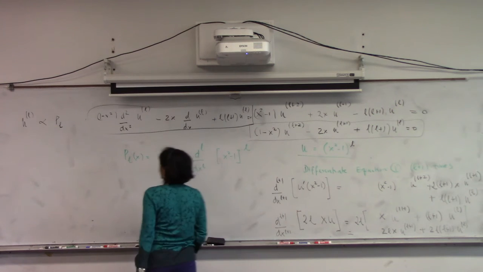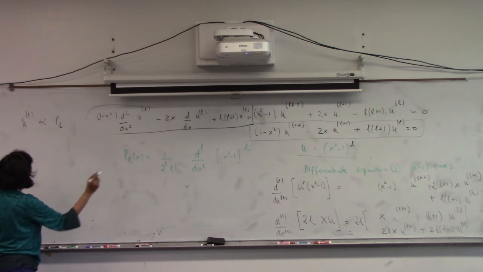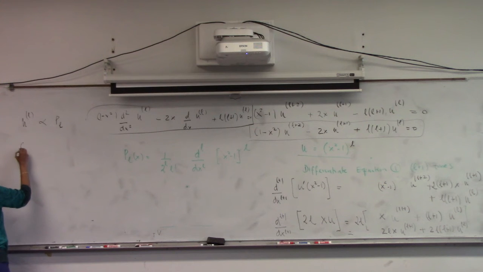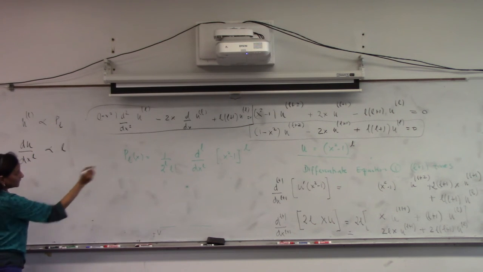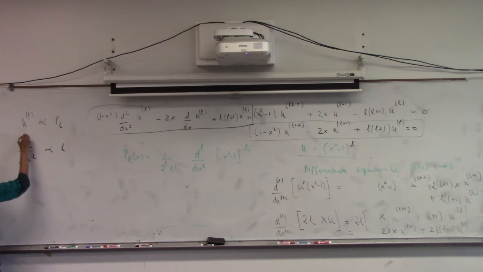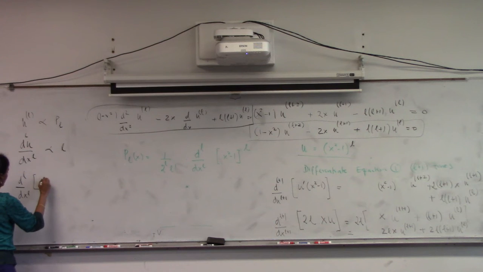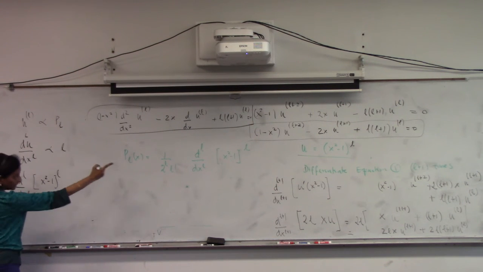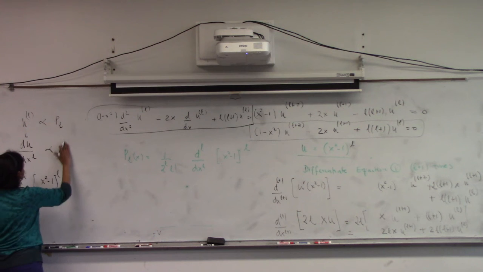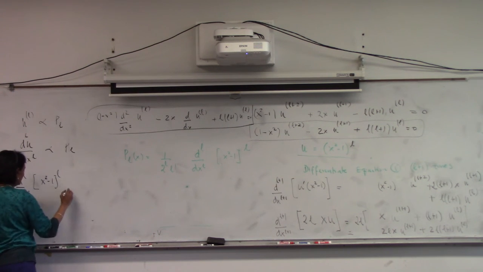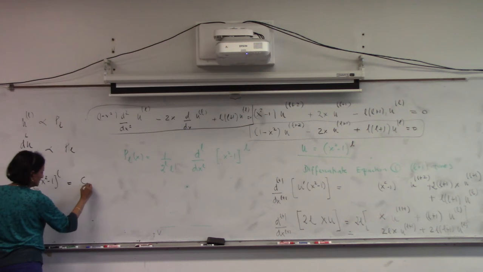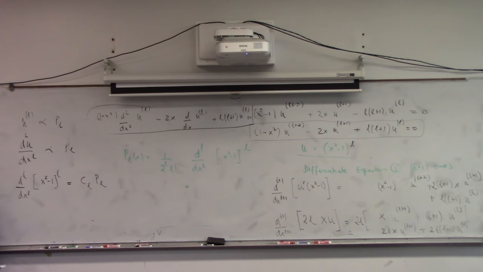And u is that, right? This means the nth derivative of u, that's my notation. So this says the nth derivative of u, which is (x squared minus 1) to the power of L, that's how we started, is proportional to P sub L. I can write it as some constant C sub L.